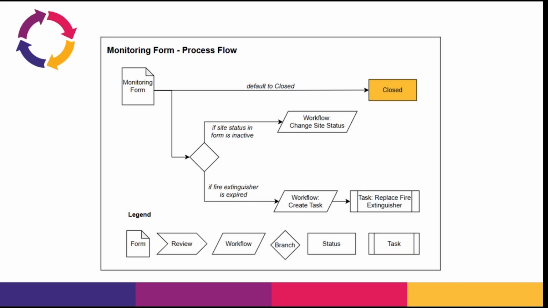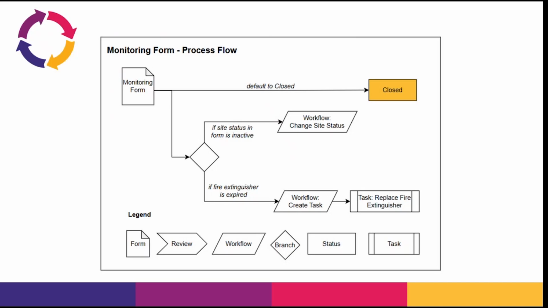And the options are active or inactive. So if I say it's inactive, I'm going to use a workflow to update my site information field from active to inactive. This is a good way, again, to make sure things like your site list matches what your users are submitting in relation to that site.